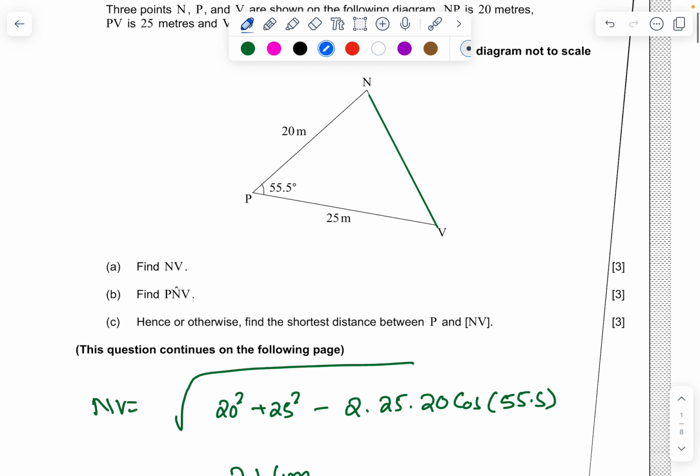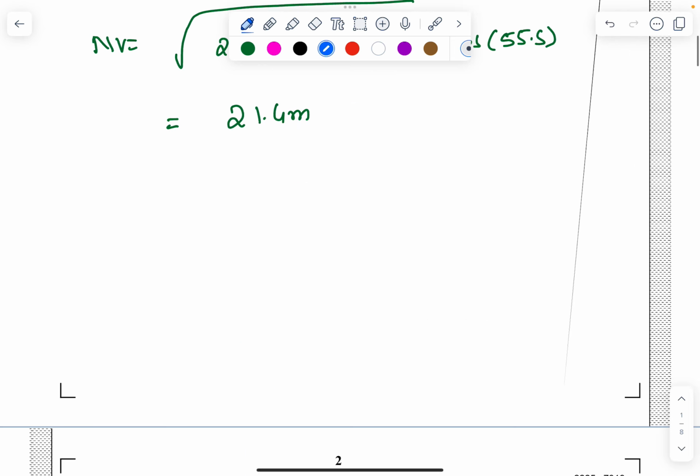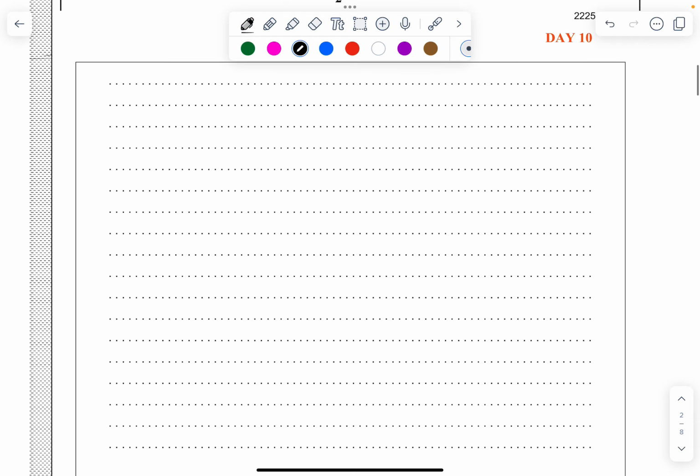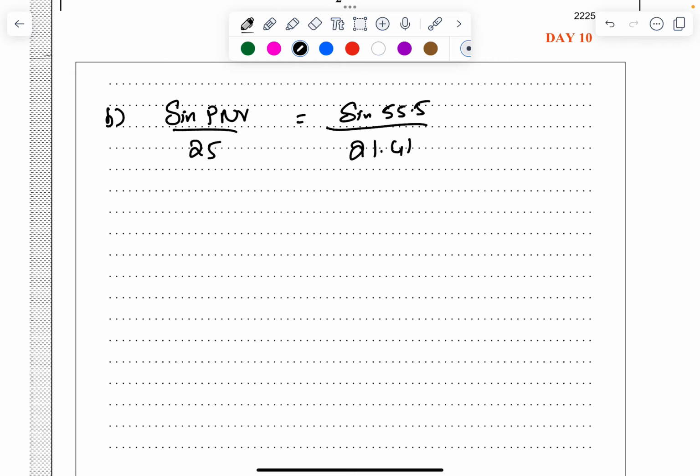Then angle PNV. Where is PNV? This particular angle. So this is 21.4. So this is the opposite side and opposite angle. Opposite side and opposite angle. So I'm going to use the sine rule. So I use for part B the sine rule. So sine PNV divided by 25 equals sine 55.5 divided by 21.4148.